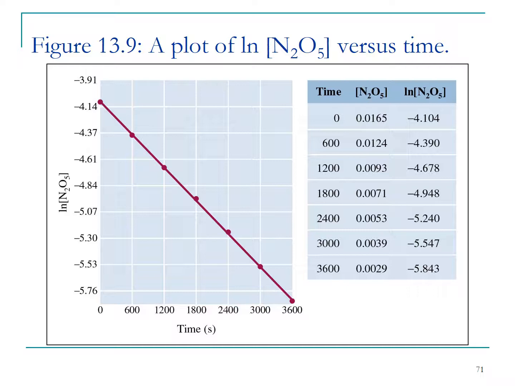So if we plot time on the x-axis versus natural log on the y-axis, and if it's a first order reaction, then we get a straight line as you see here. If we don't get a straight line, then you can be pretty sure that this reaction is not a first order reaction.